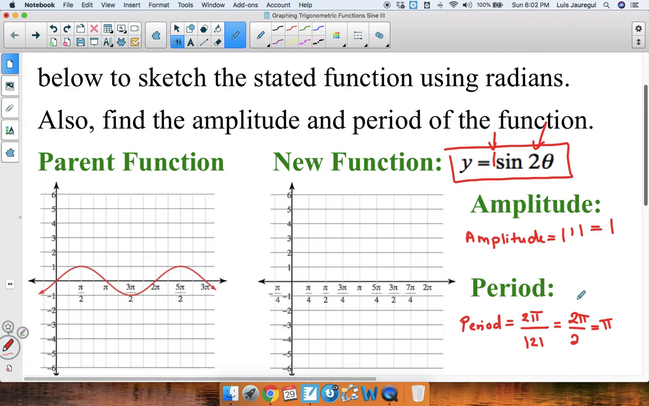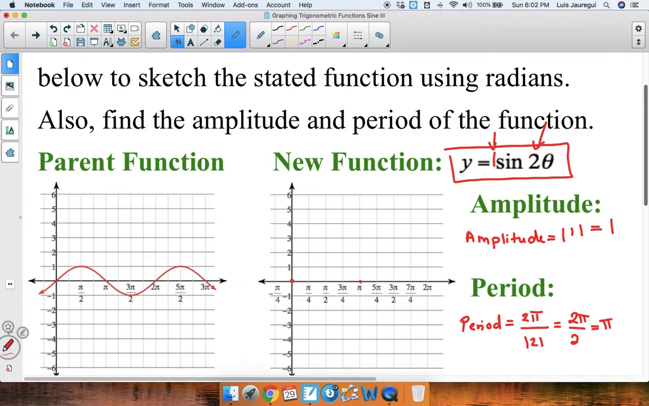pi radians. So if we were to sketch the graph of this particular function, instead of going from 0 to 2 pi, to get a whole revolution or the graph for a whole period, we're just going to go from 0 to pi this time. So I'm going to go from 0 to pi.